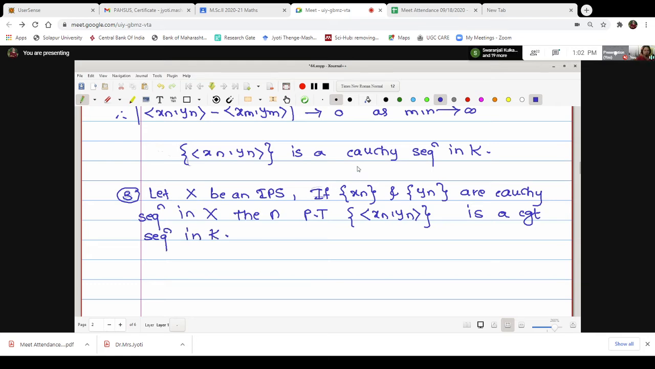In the previous example we proved that this will be a Cauchy sequence. Now we want to prove that it will be a convergent sequence. But actually this is obviously true, because this sequence is Cauchy in K. K is either a real field or a complex field, and we know that these fields are complete. Therefore, all these Cauchy sequences are going to be convergent. Therefore, by the previous example, the sequence inner product xn yn is a Cauchy sequence in the field K, but K is complete.